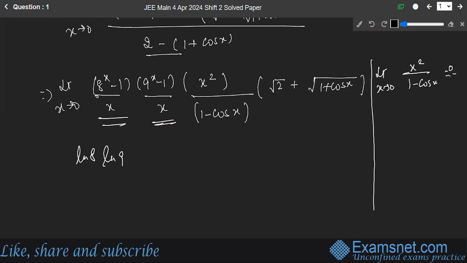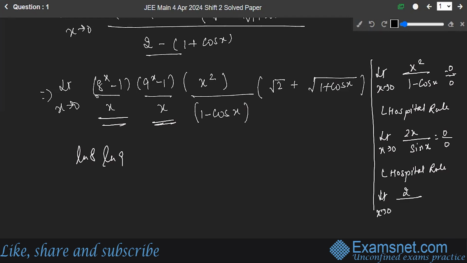This is 0 upon 0 form, so I will apply L'Hospital's rule to solve it. This becomes limit x approaching 0 of 2x upon sin x. Again, this is 0 upon 0 form, so I'll apply L'Hospital's rule again. What is that rule? You find the derivative of the numerator and denominator. So this gives me limit x approaching 0 of 2 upon cos x, which gives me 2. Hope you're clear with this. So the limit as x approaches 0 of this part of the function is equal to 2.